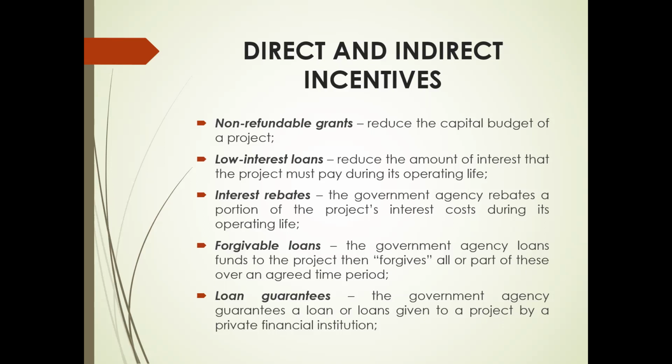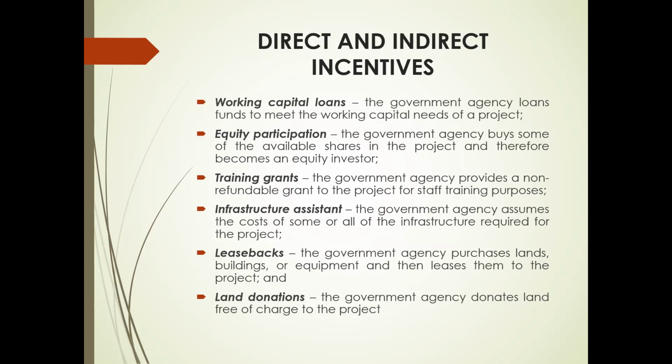The government agency guarantees a loan or loans given to a project by a private financial institution. Another one is working capital loan. So the government agency loans funds to meet the working capital needs of a project. For equity participation, the government agency buys some of the available shares in the project and therefore becomes an equity investor. Another one is training grants.